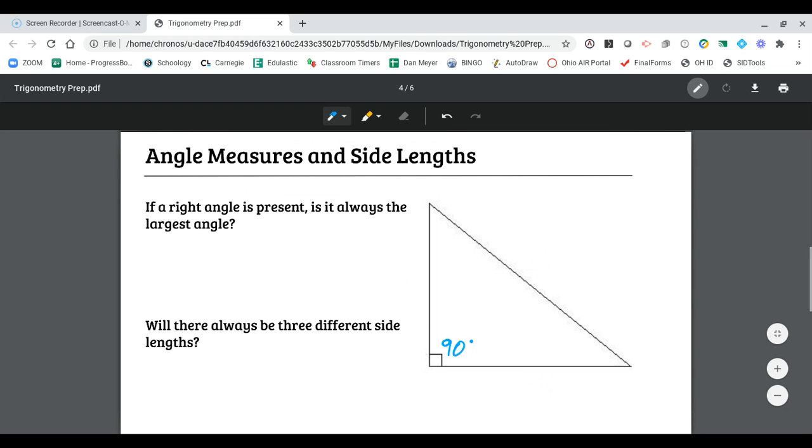Only if your angle measures here and here are the same. And the only way to split up the remaining 90 degrees is by 45 and 45. So in that case, we could have congruent side lengths, but that would be the only time. Your hypotenuse would still be your longest, and then the other 2 would be shorter but the same length.